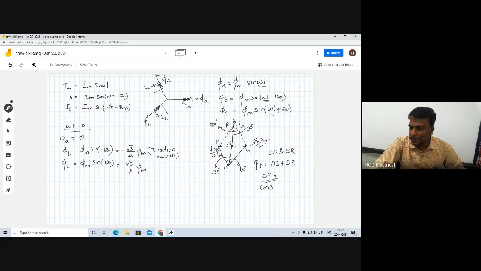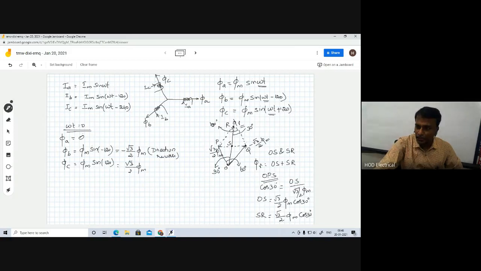cos 30 degrees is nothing but OS divided by root 3 by 2 phi m. So from this, OS is equal to root 3 by 2 phi m into cos 30 degrees. As you know, OS is the same as SR. Even if you take this triangle, you will get the same value. So we can take directly SR is also root 3 by 2 phi m into cos 30 degrees.